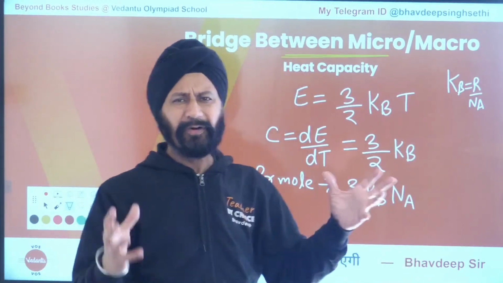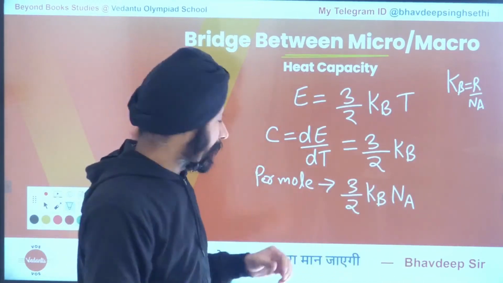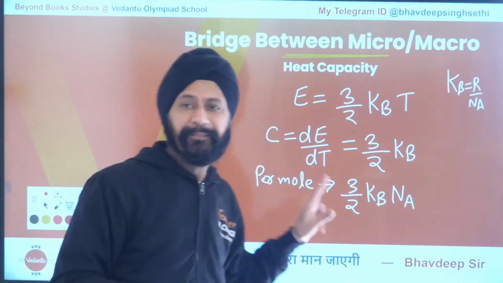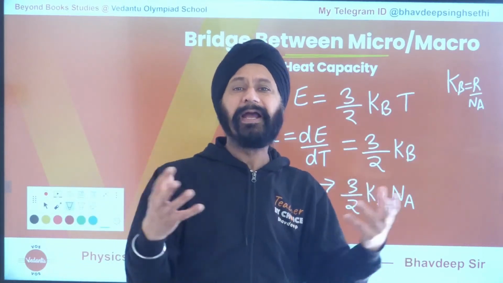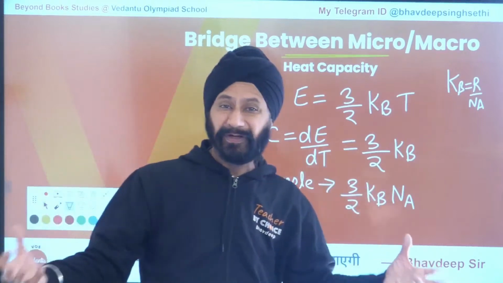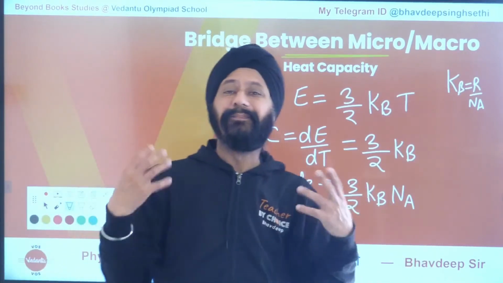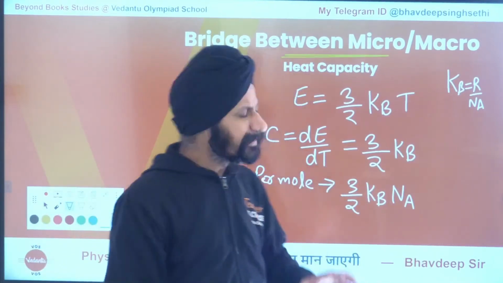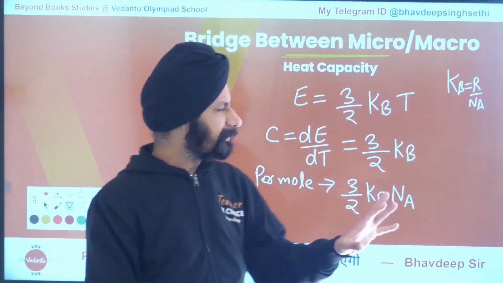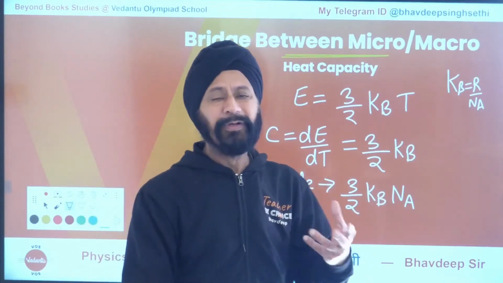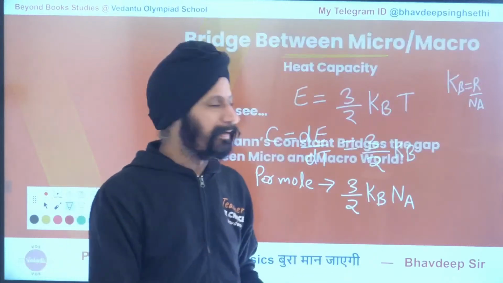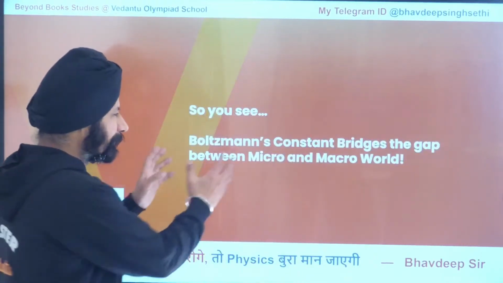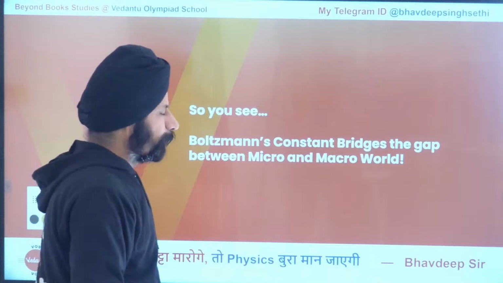So you see how it's bridging the gap between something you can measure, something macroscopic, as in specific heat, and something that is microscopic. So this is what the Boltzmann constant is. It's not just a number. It's something you really take as a fundamental number. So you see how the Boltzmann constant bridges the gap between the micro and macro world.